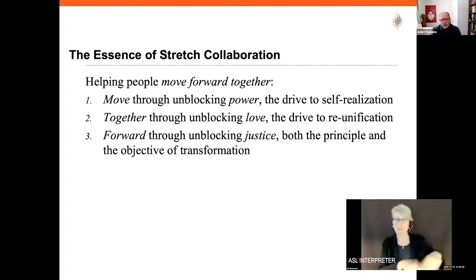Secondly, to unblock love, by which I mean the drive to reunification, to connection, to being part of something larger, which most people want. And thirdly, and this is the part that wasn't very clear in my own thinking, is to unblock justice, which has to be both, I think, the principle and the objective of all of this work. So I think the essence of the kind of collaboration I'm talking about is not about getting people to do things, but working together in a way that unblocks power, love, and justice. So I hope that's useful, and I look forward to the conversation.